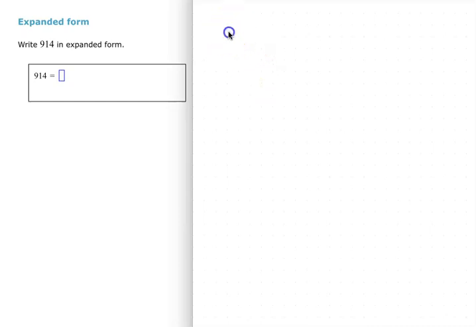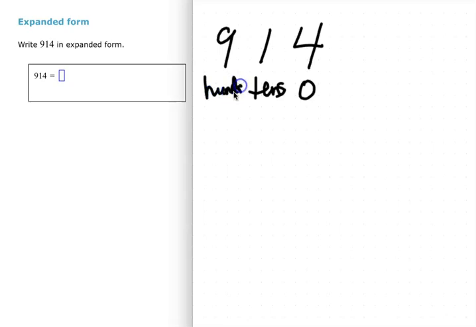So the number that we have here is 914. Okay. These are my ones, these are my tens, and these are my hundreds. So when I write a number in expanded form, the first thing I can do is start on my far right. Think of it as like I have 4 pennies. And then these are my tens.